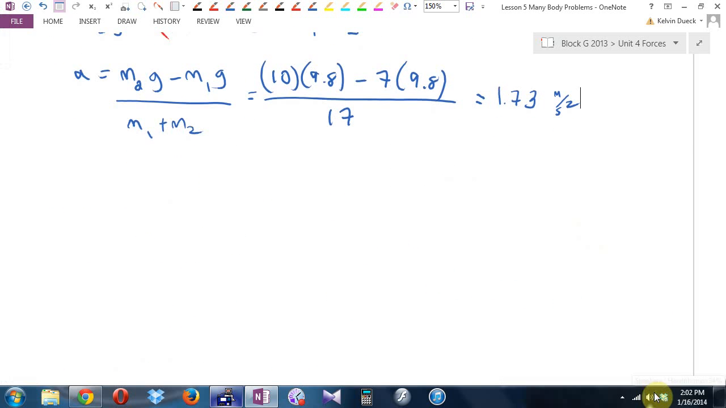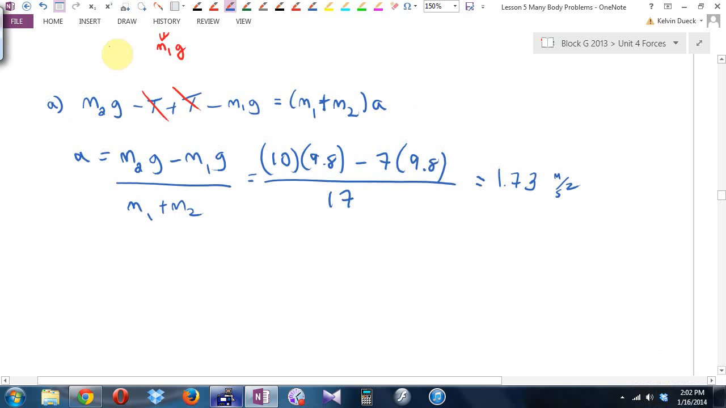So, that's the, oh, come here. That's the answer to part B, find the acceleration. What's part C ask us to do? It says interpret. Well, did we get a positive or a negative answer here? Positive. That means we guessed the winner right. The 10 is moving down, the 7 is moving up.